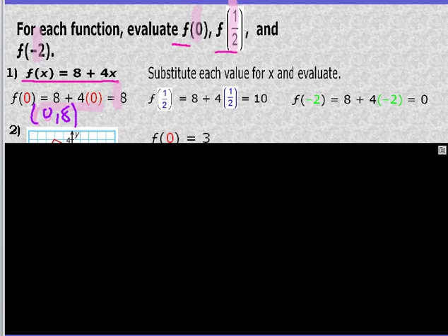Okay, f of 1/2 means replace x with 1/2. So 4 times 1/2 is 2, 8 plus 2 is 10. And so this gives us the ordered pair 1/2, 10. And then lastly, f of -2. I know that's a little hard to see, but we have 4 times -2 is -8. 8 plus -8 is 0. So that gives us the ordered pair -2, 0.